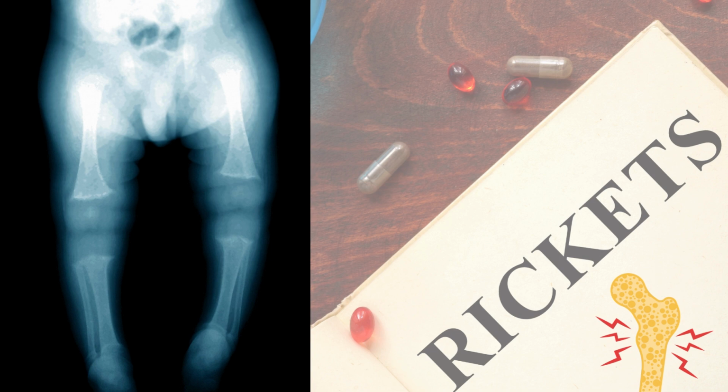The lack of vitamin D and calcium can lead to osteopenia in adults and rickets in children. This condition is the softening and deformation of bone due to lack of essential vitamins, minerals, and nutrients: vitamin D and calcium.